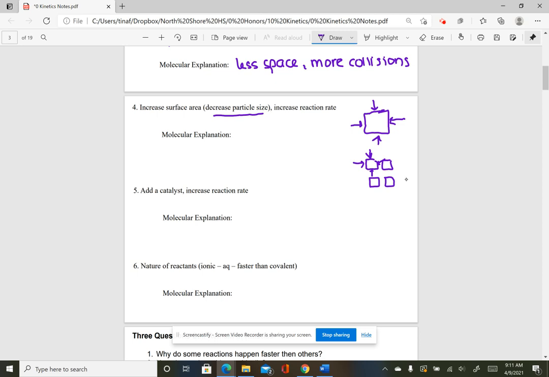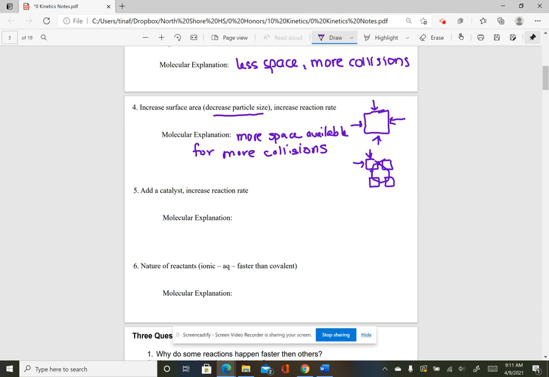These inside pieces don't have to wait anymore to collide with something because now they're exposed to the other reactant, right? So if there's more space available, we're going to have more collisions able to occur. And anytime I increase the collisions, I'm making my reaction go faster. I'm increasing the rate.